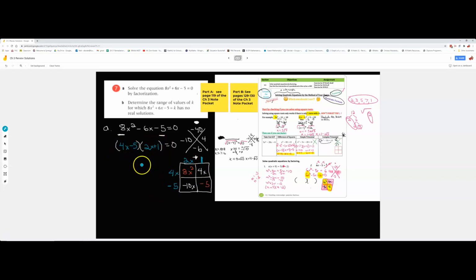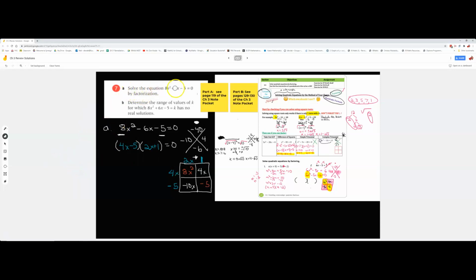And if you're not sure that you're correct, you can just FOIL this. 4x times 2x is 8x squared. Okay, 4x times 1 is 4x. Negative 5 times 2x is negative 10x. Negative 5 times 1 is negative 5. And then those two middle terms add up to negative 6x, so it's back to what it was originally. So you know you got the right set of factors. All right.